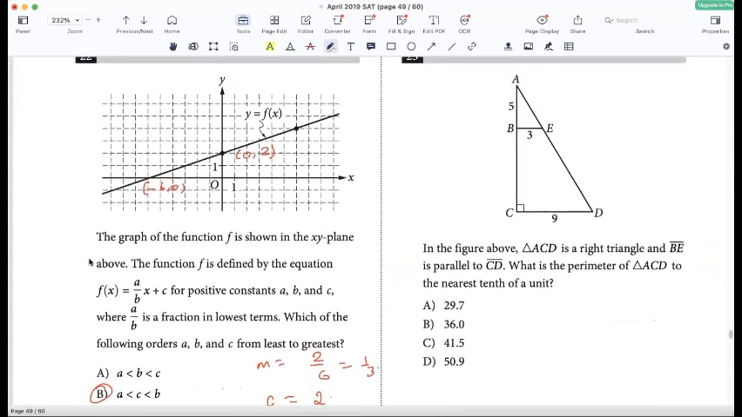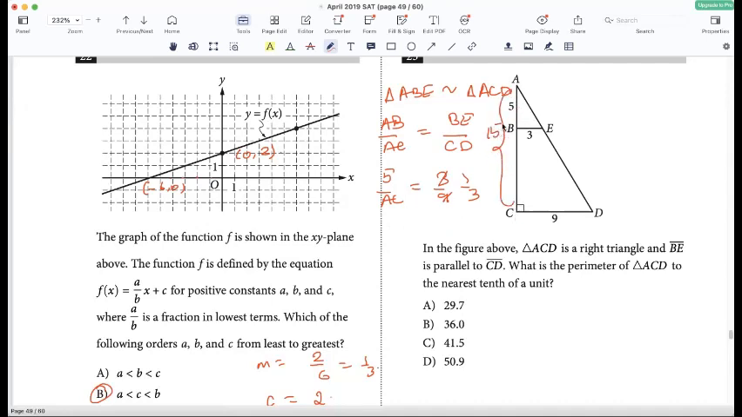Right. In the figure above, triangle ACD is a right triangle and BE is parallel to CD. What is the perimeter of triangle ACD to the nearest tenth of a unit? Okay, so triangle ABE will be similar to triangle ACD. So AB over AC will be BE over CD, right? So that's 5 over AC is 3 over 9, which is 1 by 3. So AC is 15. This distance is 15.